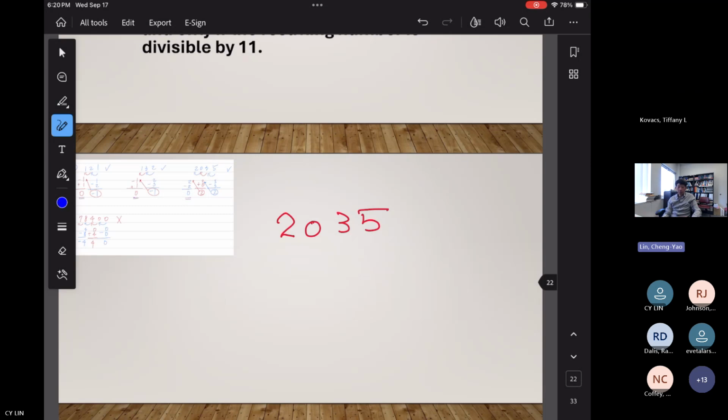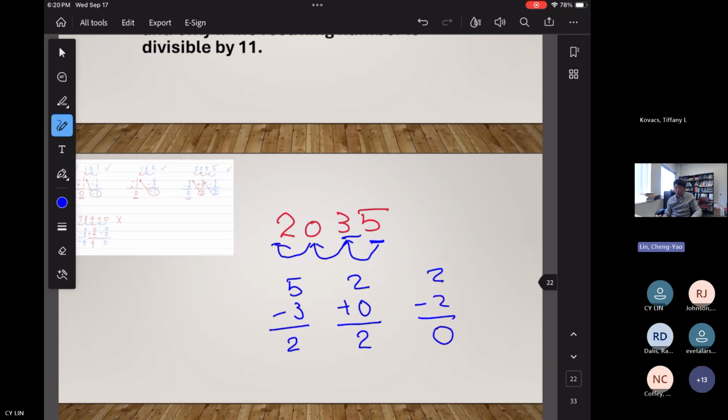Did you get a 0? Yes, I did. If you got 0, that means it is divisible by 11. Okay, so I take this one, subtract this one. So 5 minus 3, and I got 2, right? The next one is a 0, so I get 2 plus 0, which is equal to 2. The next will be subtract. So 2 minus 2 is equal to 0. So 0, yes.